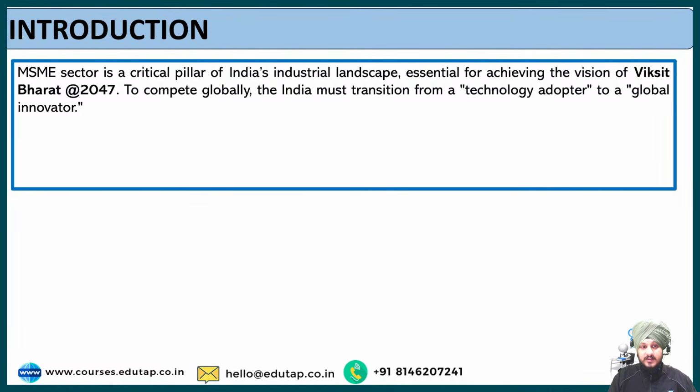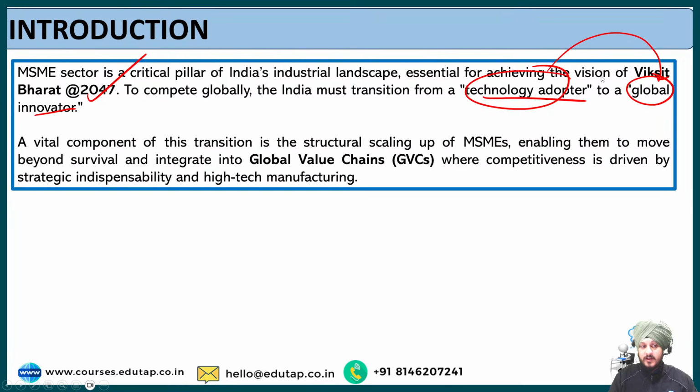The MSME sector is a critical pillar of India's industrial landscape and is essential for achieving the vision of Viksit Bharat 2047. This is something we are targeting to convert India into a developed economy and to compete globally. India must transition from a technology adopter to a global innovator. What do I mean by that? We will talk about it later when we see the body parts, that is, what I mean when I say India must transition from technology adopter to global innovator.